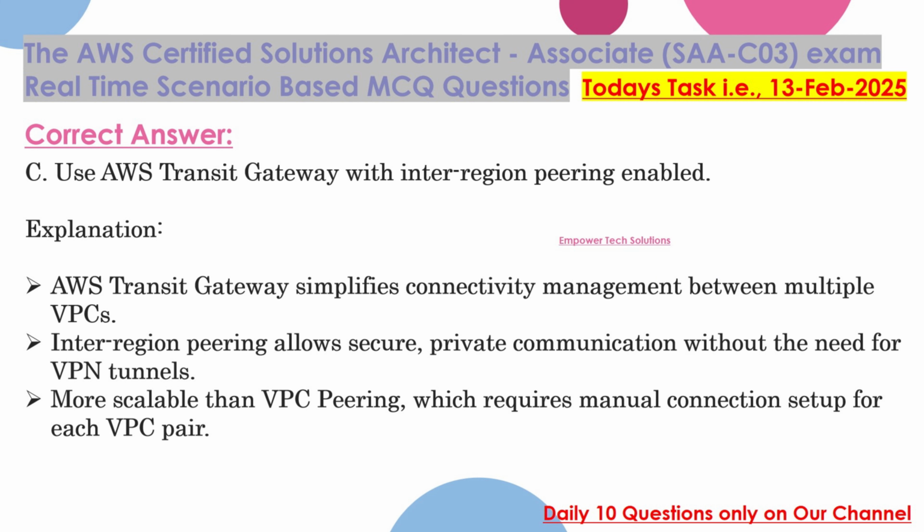Correct answer: C. Use AWS Transit Gateway with inter-region peering enabled. Explanation: AWS Transit Gateway simplifies connectivity management between multiple VPCs. Inter-region peering allows secure, private communication without the need for VPN tunnels. More scalable than VPC peering, which requires manual connection setup for each VPC pair.